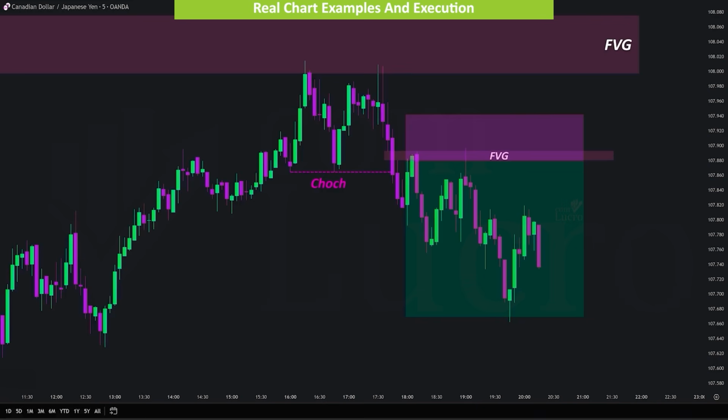Before we wrap up, notice that fair value gaps only become effective when they align with proper market context. The higher time frame defines direction, while the lower time frame refines entries and confirms the move.